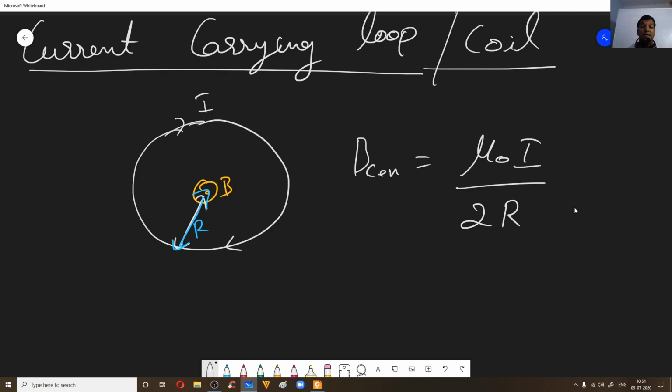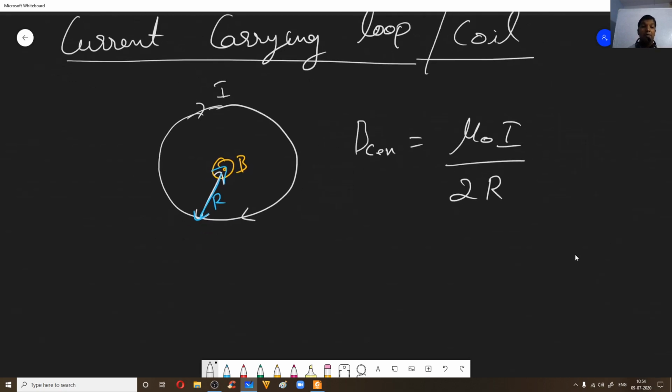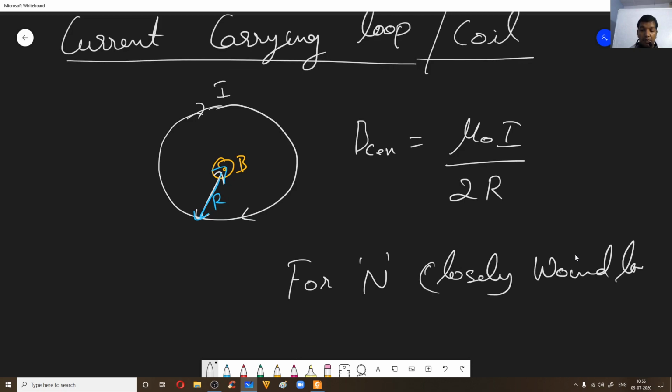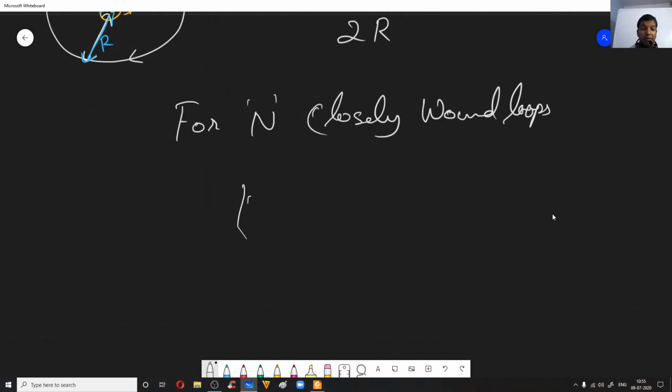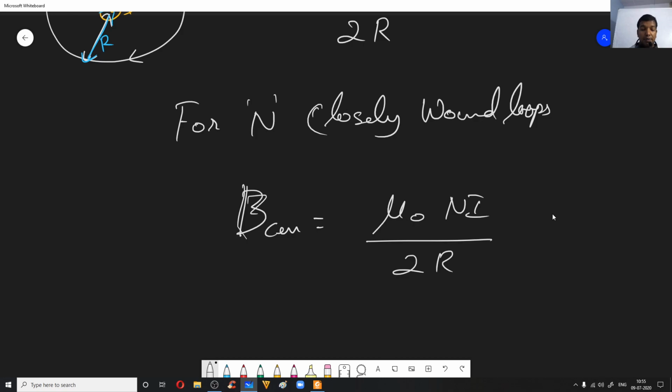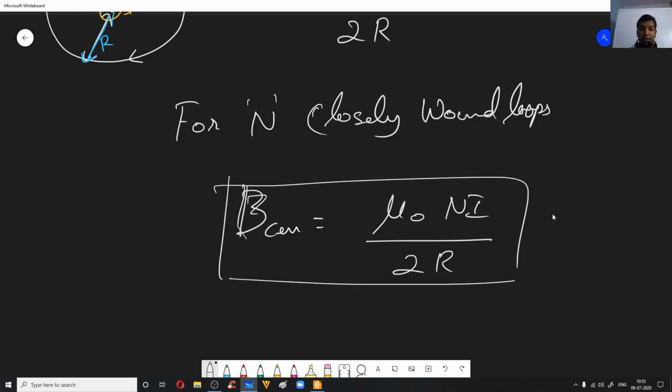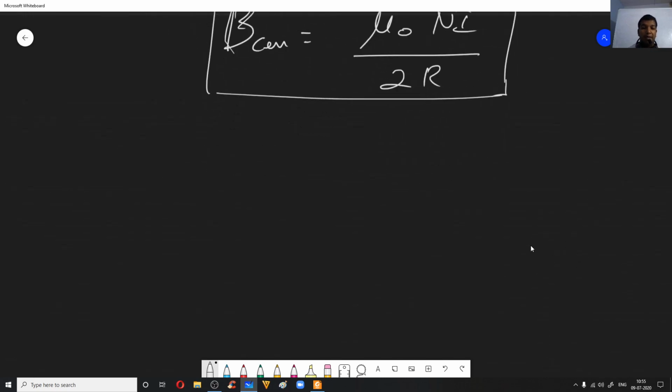Now if you consider n closely wound loops having the same radius, for n closely wound loops, you can say the magnetic field at the center can be given as mu naught N i divided by 2r. I think we know this already.